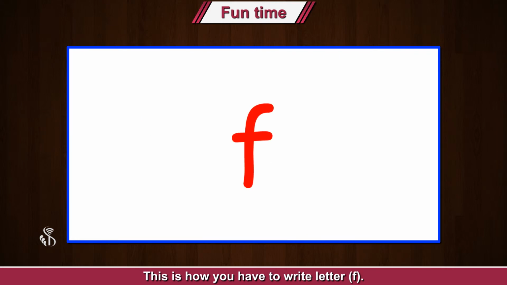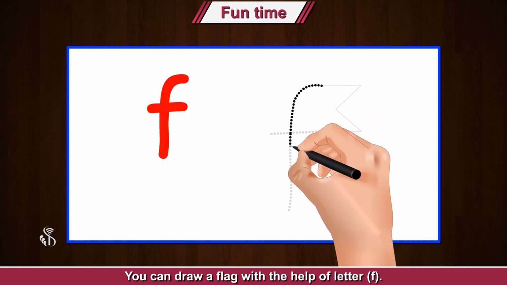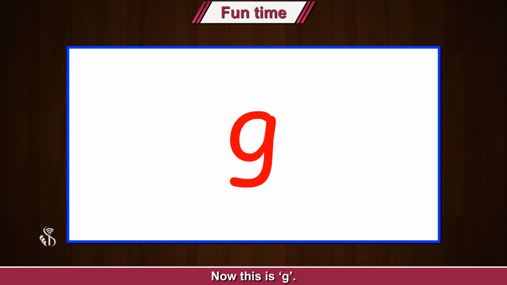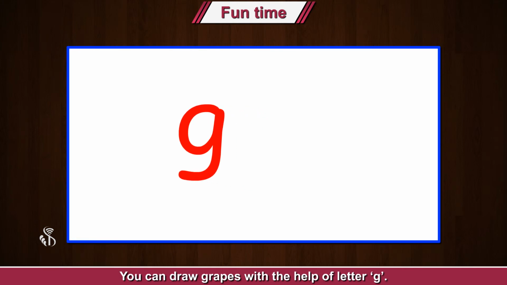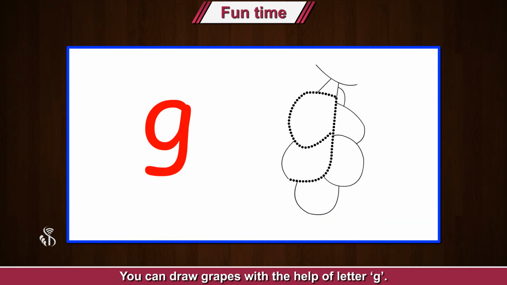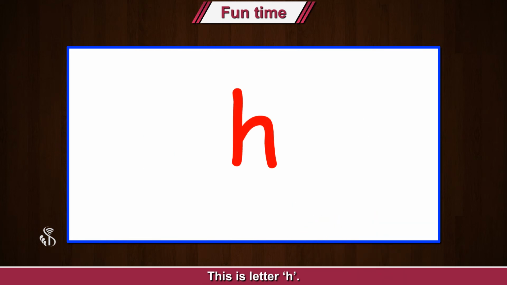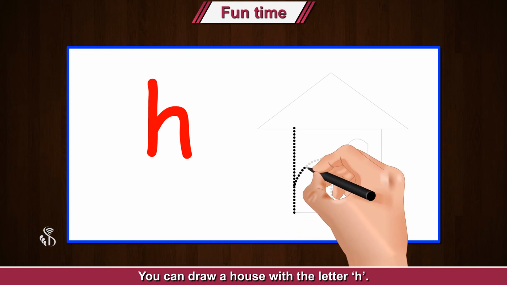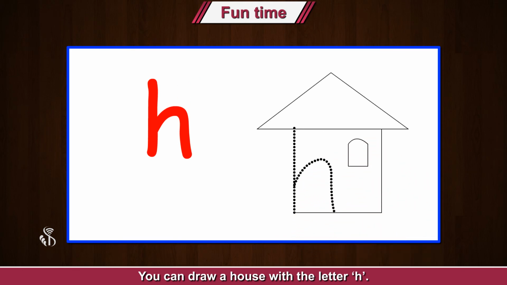This is how you have to write letter F. You can draw a flag with the help of letter F. Now this is G. You can draw grapes with the help of letter G. This is letter H. You can draw a house with the letter H.